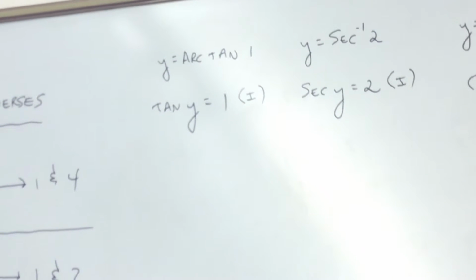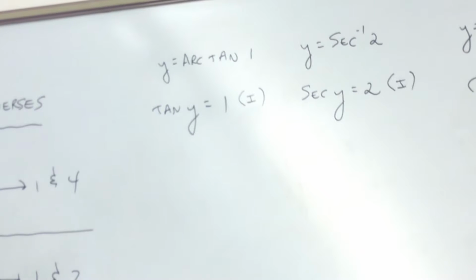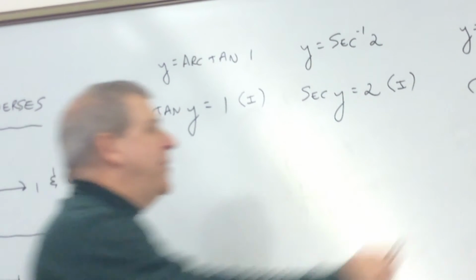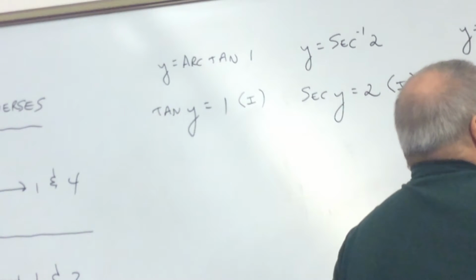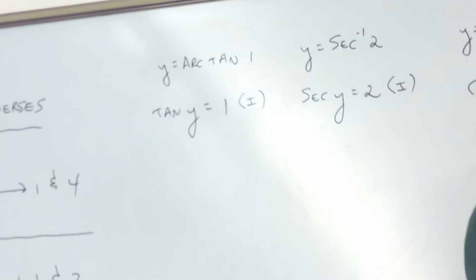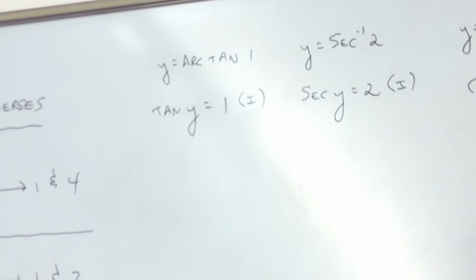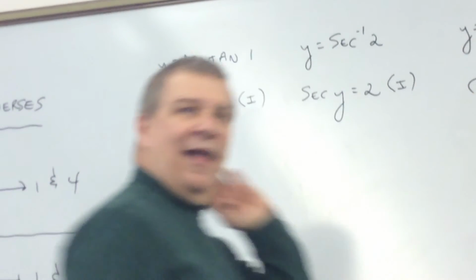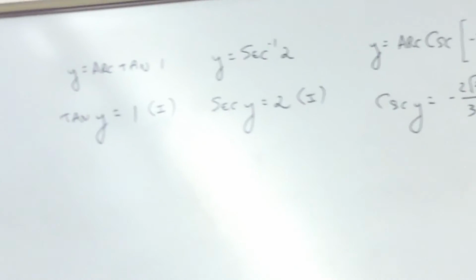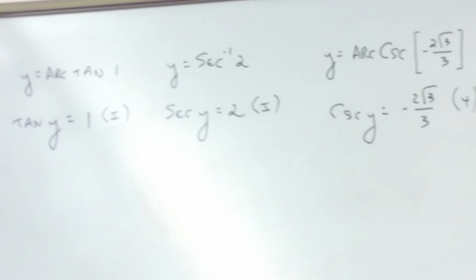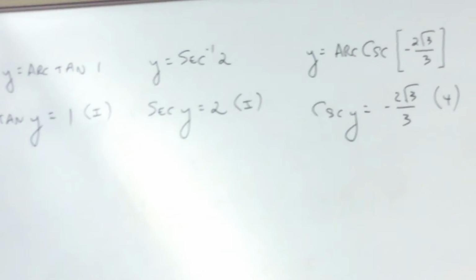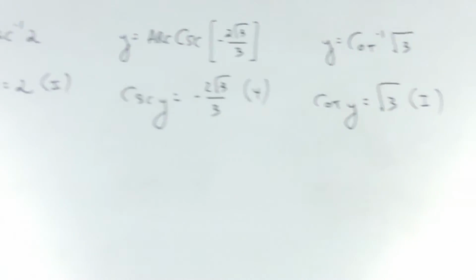Rob? Fourth, because cosecant's the same as sine. See? 1 or 4. So this one has to be in quadrant 4. This one obviously has to be in quadrant 1. Okay, what about that last one? Secant of y equals negative radical 2. Where's the answer got to be? Negative's got to be in 2.